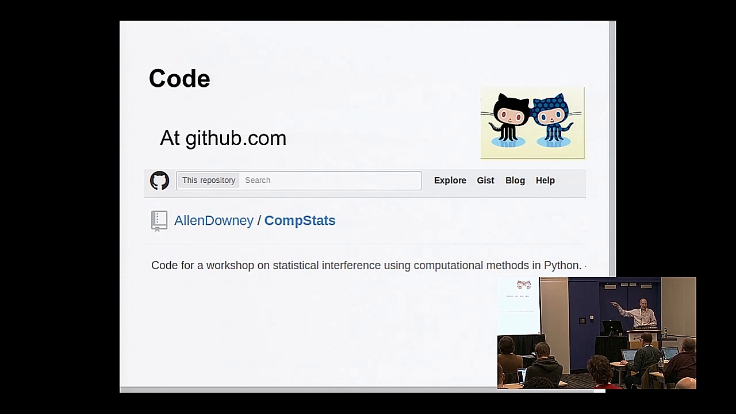The code that I'm going to be talking about is all at GitHub. Hopefully you've downloaded that. The links are in the notes that you've got. Again, we'll get the environment set up soon.